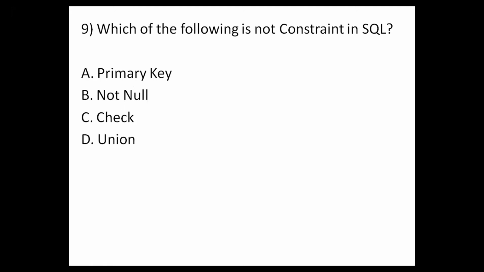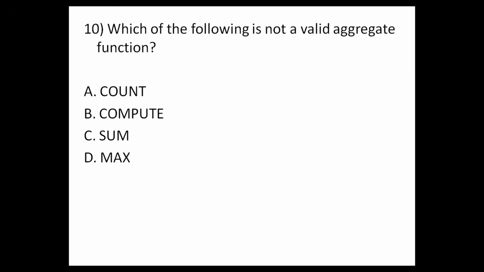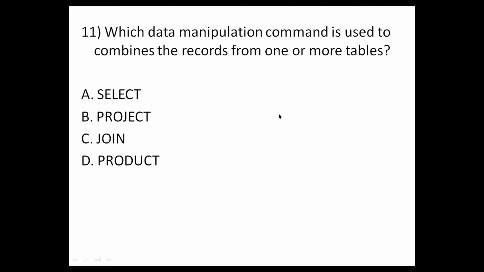Union, ma'am. Not a constraint. It's only your union. Union is a set operation. Compute, ma'am. To combine records from one or more tables. Join, ma'am.